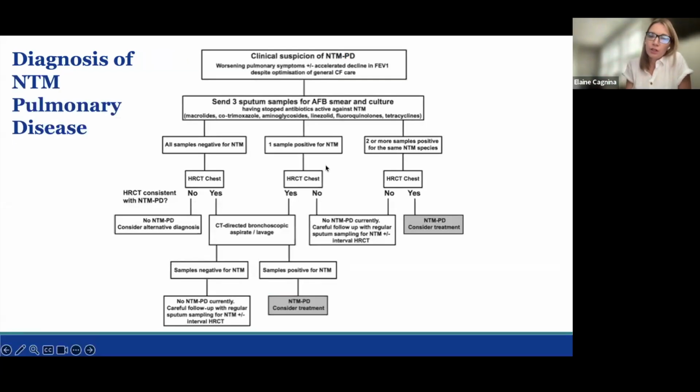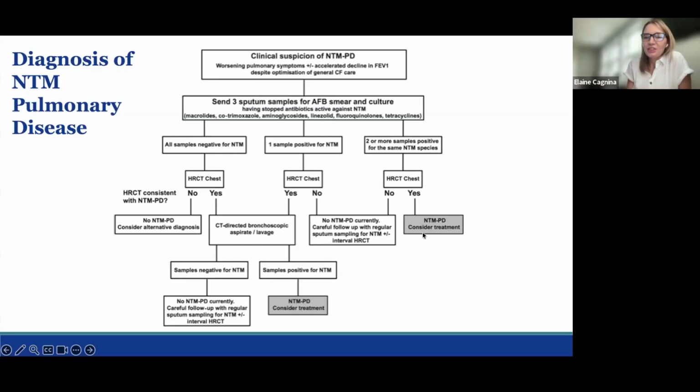And this is the flow chart of how they recommend diagnosing NTM pulmonary disease. And I put this up here because, even if you follow the flow chart, you have 2 or more samples positive for the same NTM species. This is a high resolution chest CT. Your chest CT is consistent with NTM pulmonary disease. You have the right symptoms, and you can be diagnosed with NTM pulmonary disease. It still just says consider treatment.